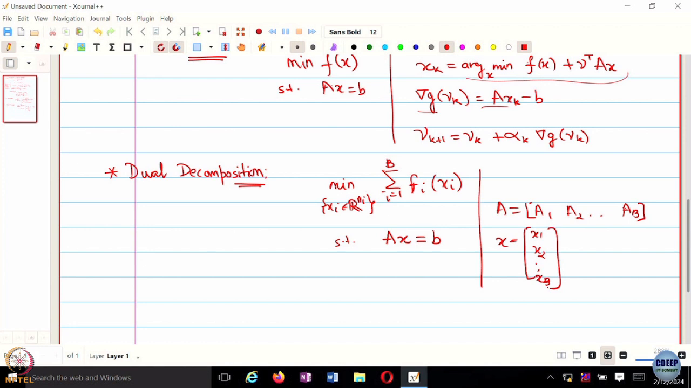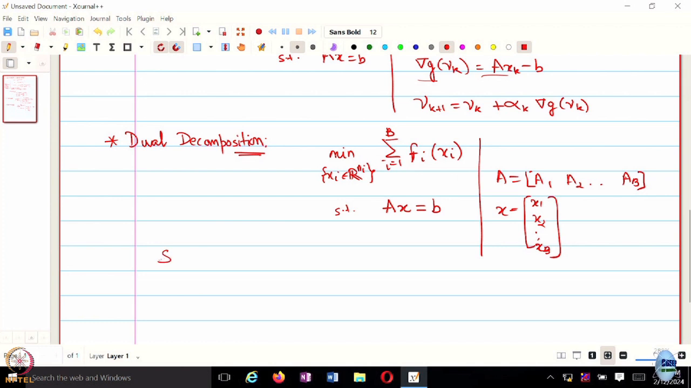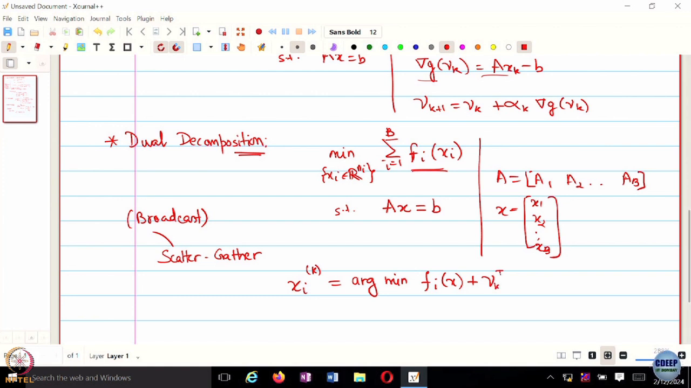And we arrived at a scatter-gather kind of algorithm for this, right? And the idea was the scatter or the broadcast step. So each agent or each block is going to run dual ascent on its own variables, right? If the cost function is decomposable into these block variables, then at any iteration k, x_i^k is going to be defined as the argmin of f_i(x_i) plus nu_k transpose A_i x_i, right? So every agent knows its own A_i and knows its own f_i.